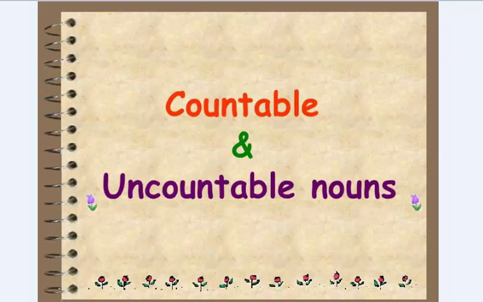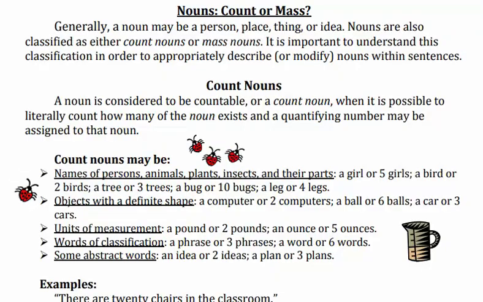Before discussing these nouns, we need knowledge about what a noun is. Generally, a noun may be a person, place, thing or idea. We are already familiar with this definition. Nouns are also classified as either count nouns or mass nouns. These are the two categories of noun which are the key points of our lecture, and it is important to understand this classification in order to appropriately describe and modify a noun within a sentence.